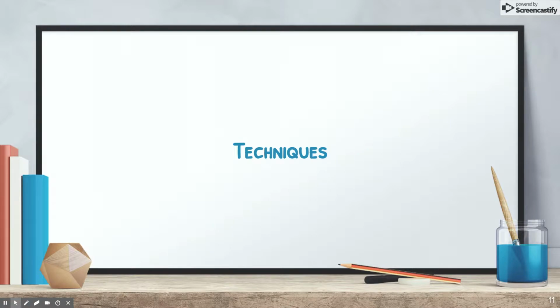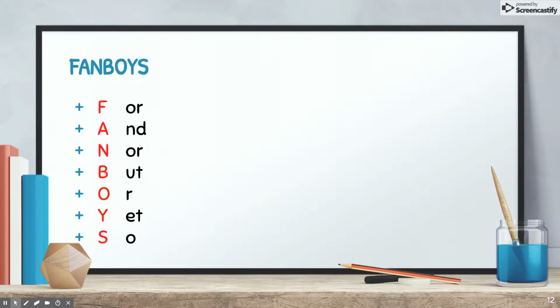So finally, I would like to leave you all with one technique that might make it easier to remember when to use commas, and this technique is called FANBOYS. Whenever you run into the following words, for, and, nor, but, or, yet, or so, you're going to need a comma.